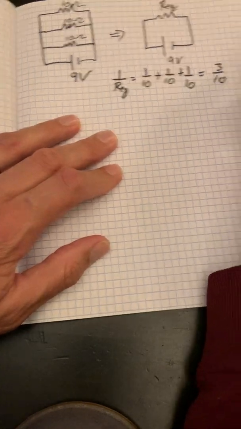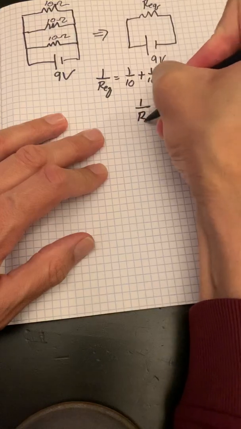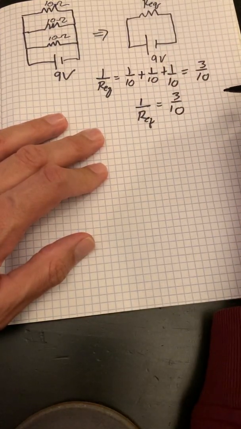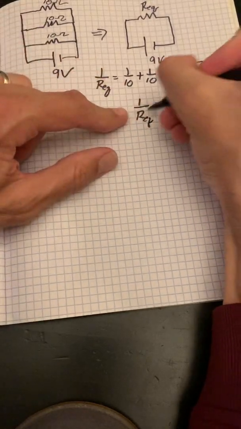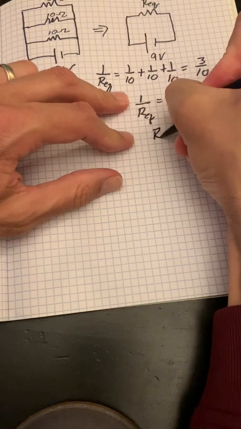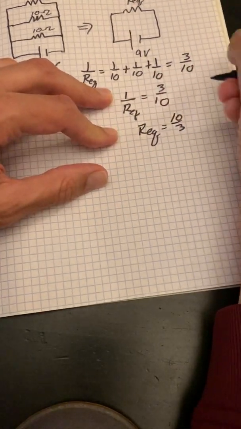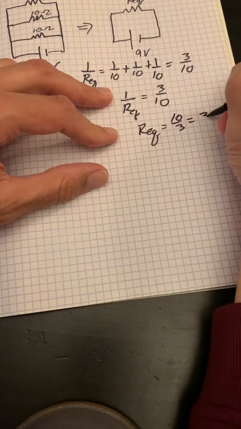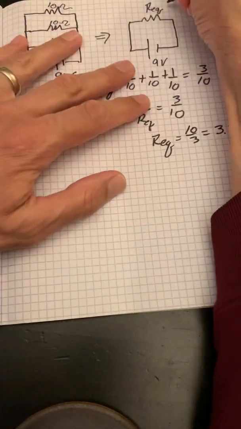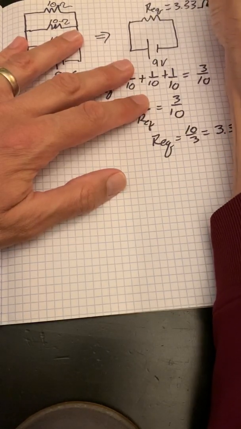But here's a mistake that students often make. This is 1 over Req is equal to 3 over 10. So what is Req? Well, by mathematics, you cross multiply or you just flip this fraction. So Req is actually equal to 10 thirds, which you guys know is 3.33 ohms. So my equivalent resistance is 3.33 ohms.